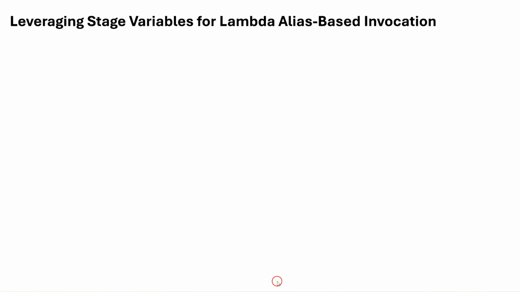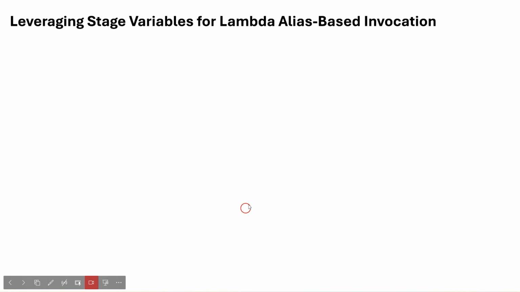Aliases are used for the same Lambda, so the same Lambda can have multiple aliases, for example prod alias, dev alias, test alias. These aliases point to different versions of the same Lambda. That is the Lambda alias. If you don't know about Lambda aliases, or if you're not following my course from the beginning, I have a video where I explained Lambda aliases in depth. You can go and watch.